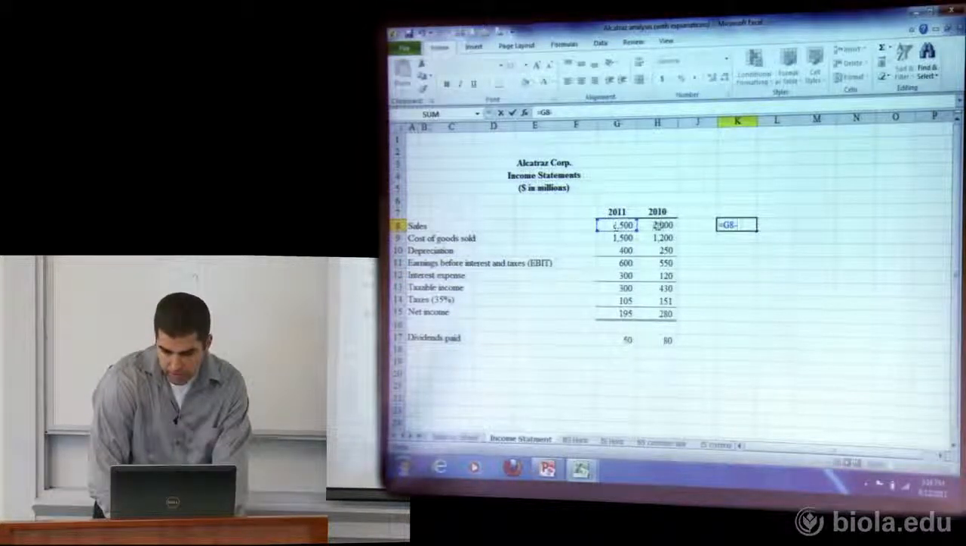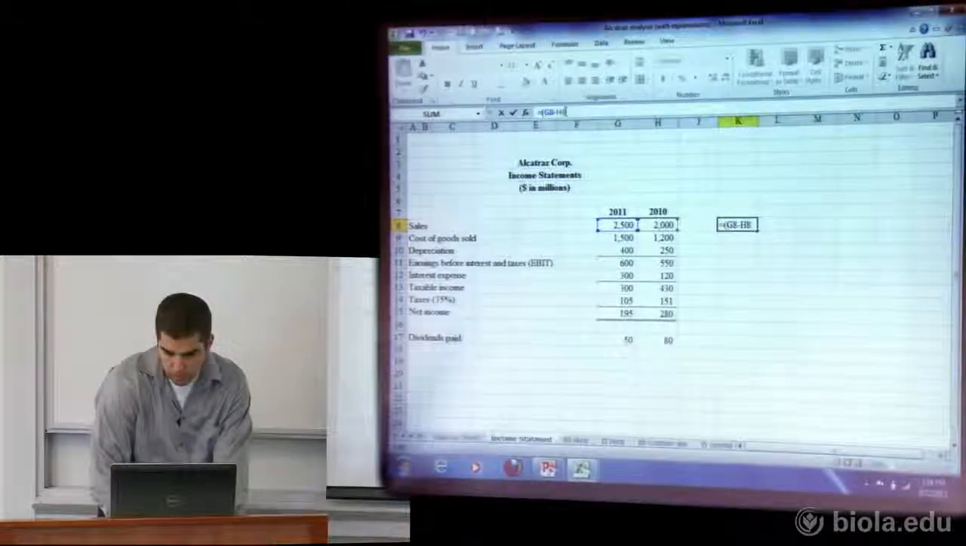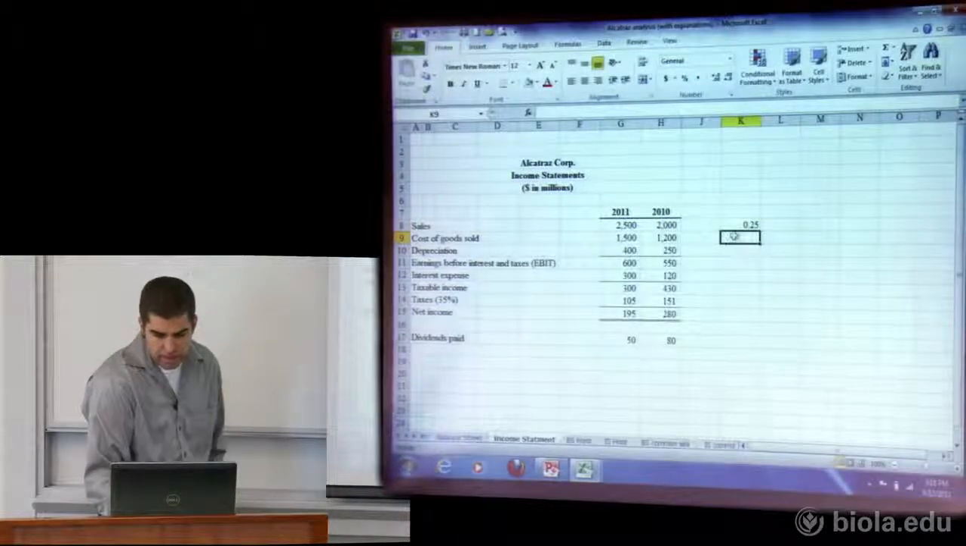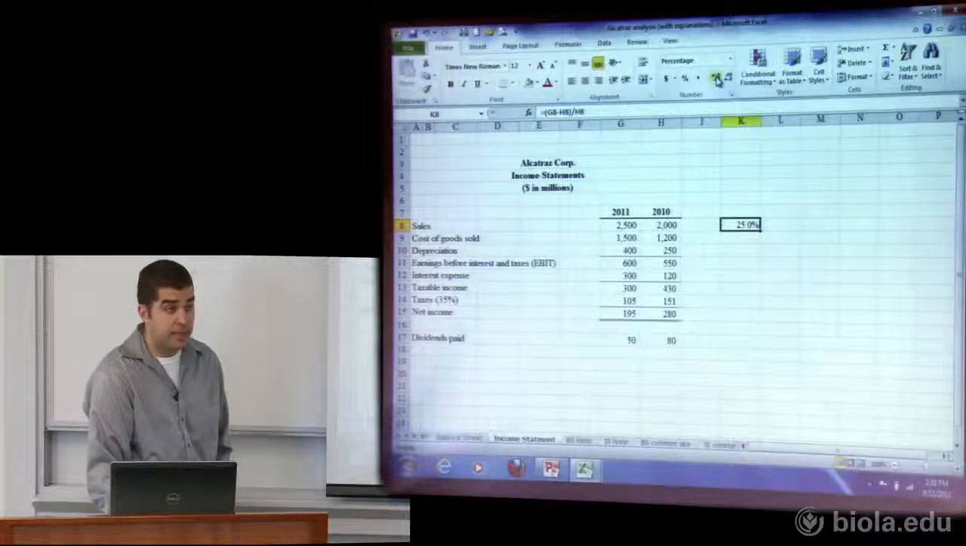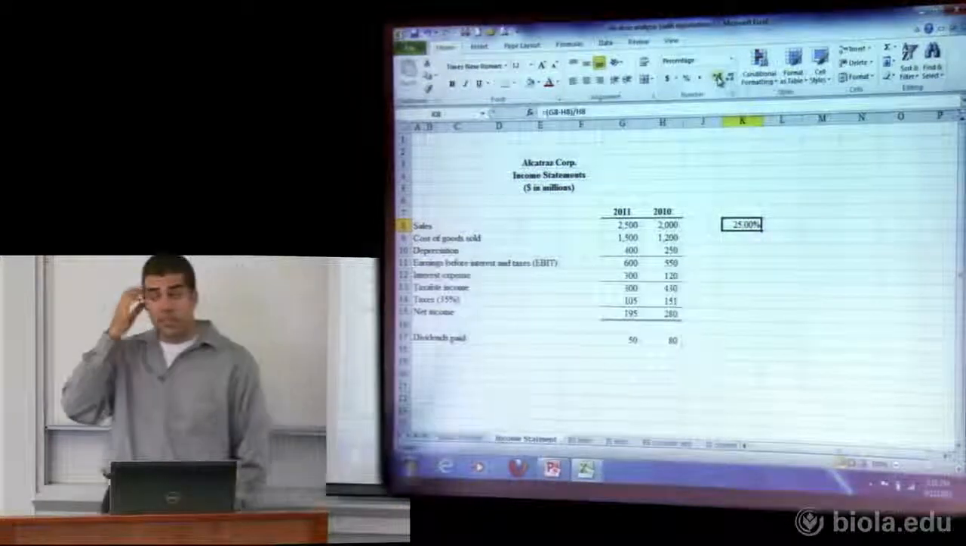that cell, 2,500 minus that. Let's put them in parentheses here, divided by the 2,000, and you got 25%. Very good. Most people would say if you're growing by 25%, that's a pretty good indicator there, year over year. Is that the most significant thing going on?